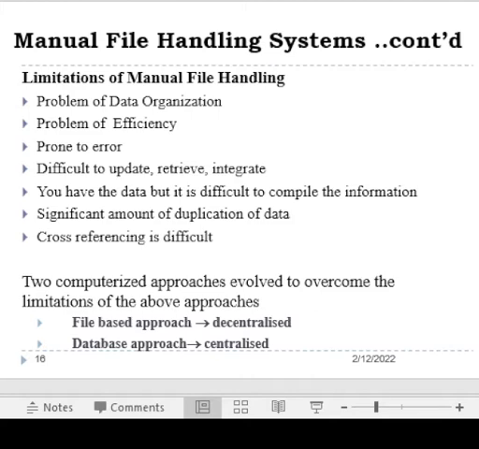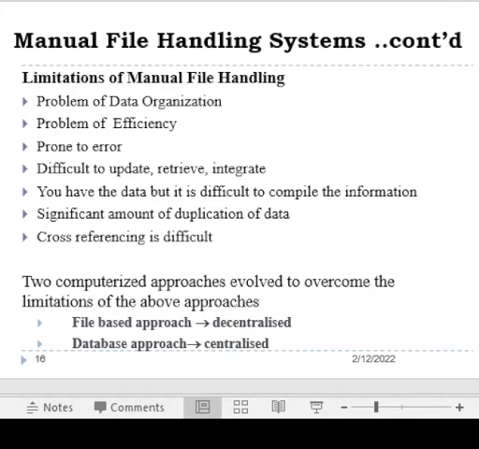The other point is how to overcome the problems of the manual handling system. We propose two approaches. The first one is the file-based approach, which is a decentralized one, and the second one is the database approach, which is a centralized one.